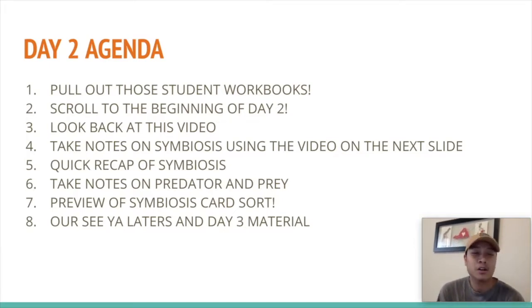We're going to be taking notes on symbiosis using the video on the next slide. And then I'm going to give you a quick recap of symbiosis and give you something that helps me remember the 3 types that there are. And then we're going to take notes on predator and prey relationships. And the last 2 things, number 7, I'm going to be showing you a preview of the symbiosis card sort. And then we're going to be looking at number 8 to look forward to day 3 material for the end of this week. Let's go.